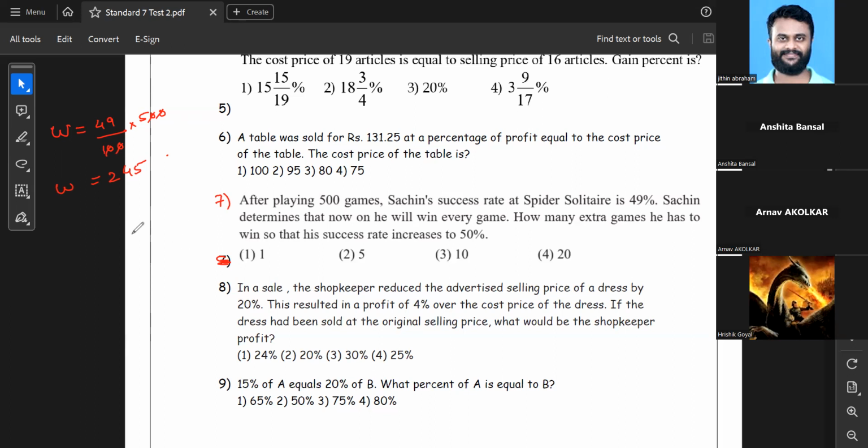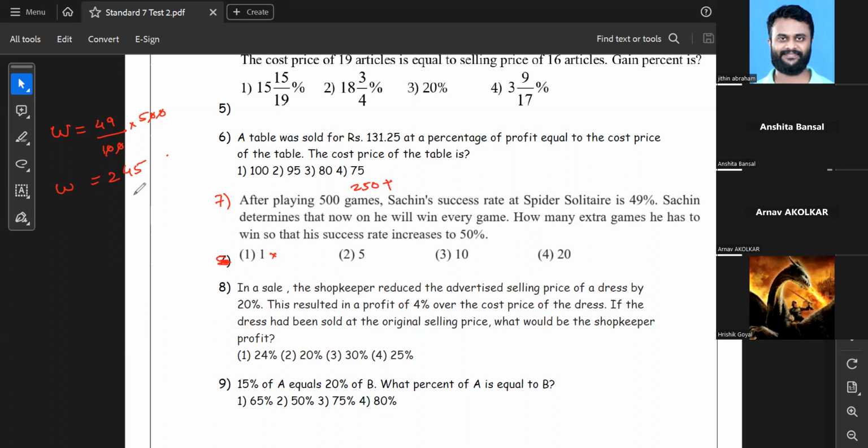So after how many games he will reach exactly 50%? In this case, instead of solving, I generally suggest students to work directly with the options. First of all, the first option is definitely not an option because currently he has played 500 games, so at present his 50% should have been 250. If he's going to play more games, his total winning games should be more than 250. So 250 plus something should be your answer.